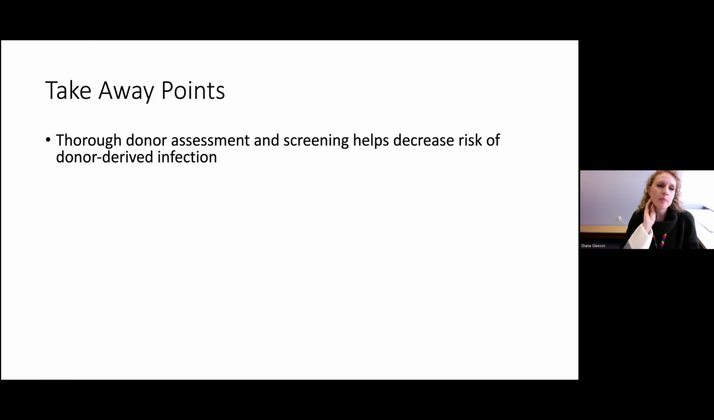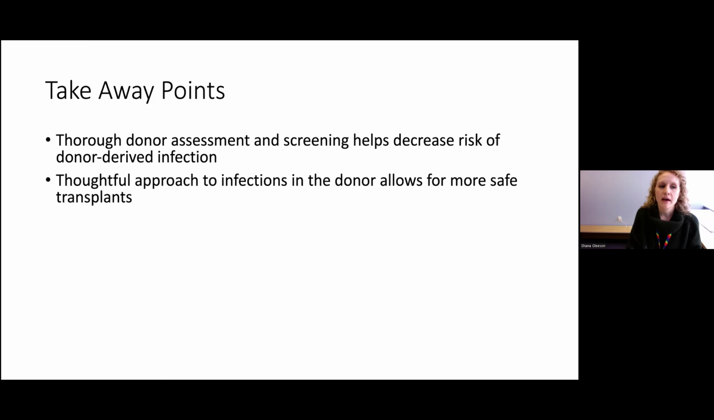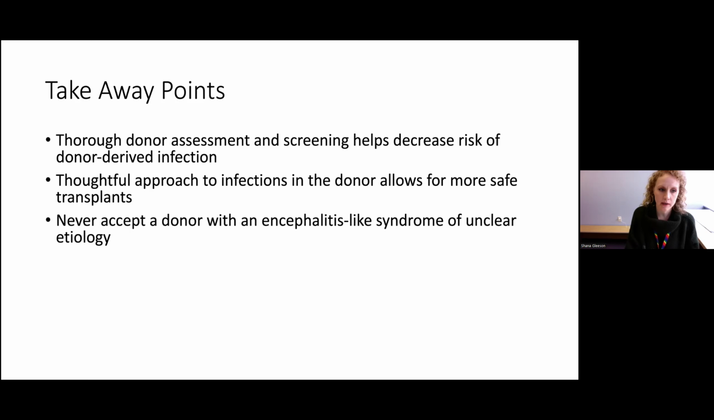So just some takeaway points. I think keeping in mind a thorough assessment of donors and screening of donors with blood work can help decrease the risk of donor-derived infection and at least help us plan. And that's what I mean by this point, a thoughtful approach to infections in the donor allows for more safe transplant. So thinking through what are the things that I can't accept this donor for, and if I can accept them but there is infection, I want to do thorough screening ahead of time so I can be aware of them and be prepared for what antibiotics my recipient might need to keep them safe after transplant.